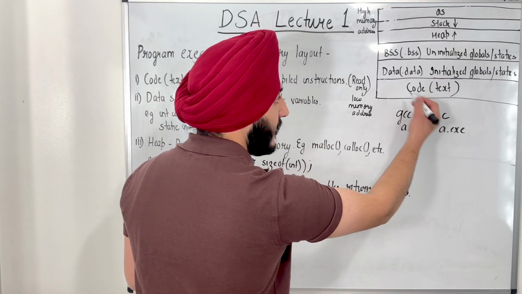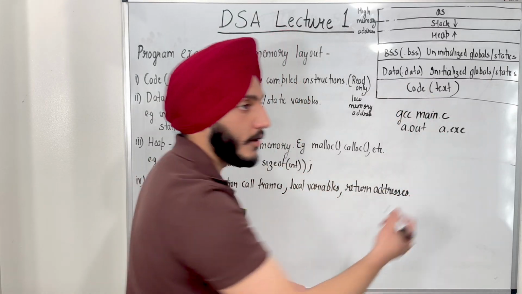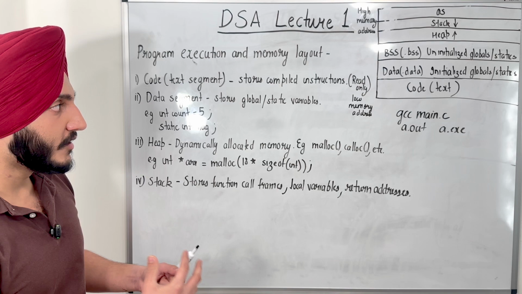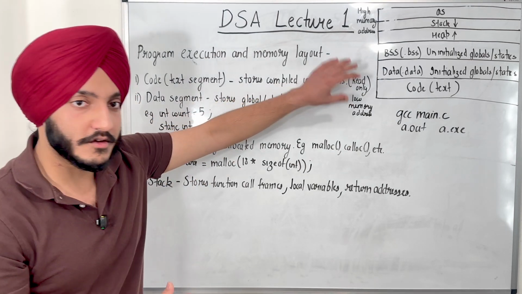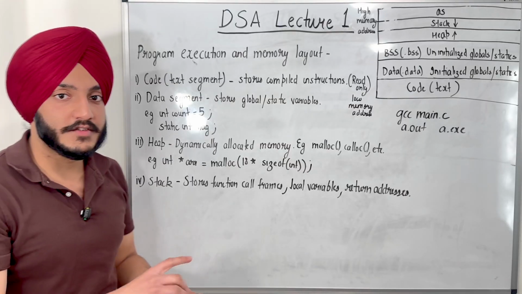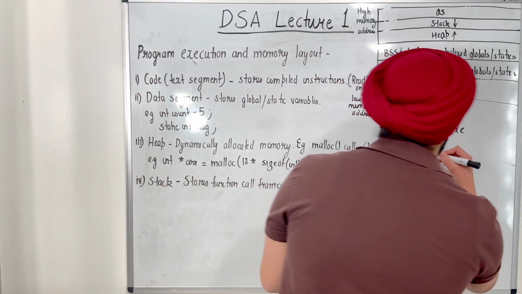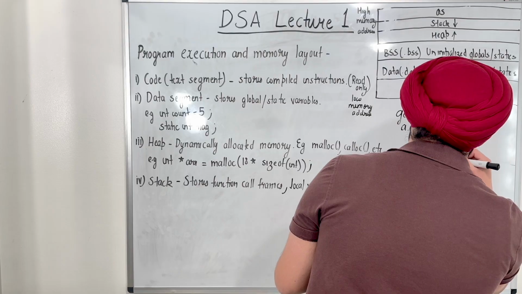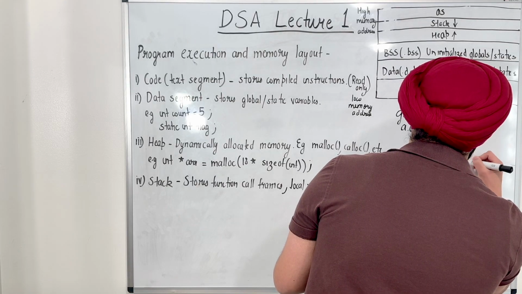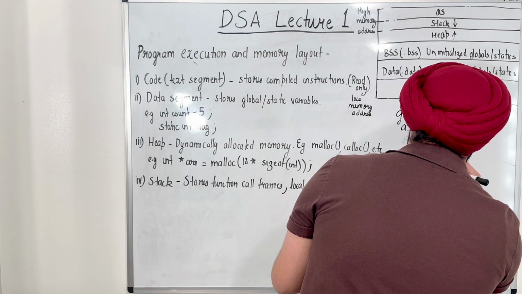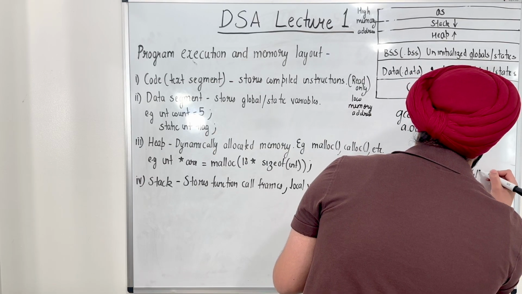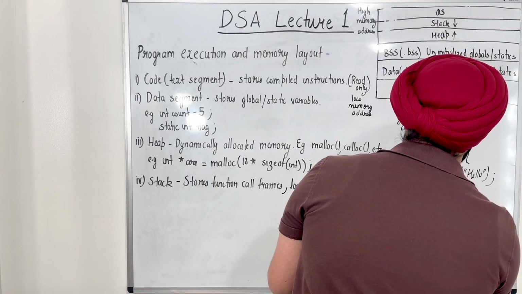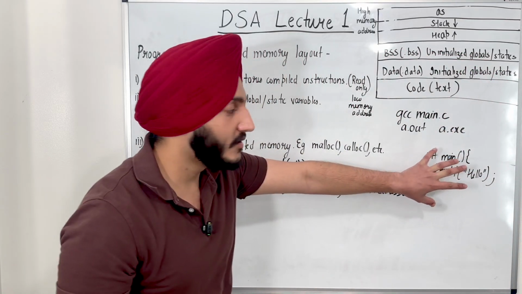In the lower segment, we store the code or the text part, right? Let's try to understand what the text part means. It stores the compiled instructions, but it is read only. So let's say you have simple code, something like int main, printf hello. I've just given the main part.